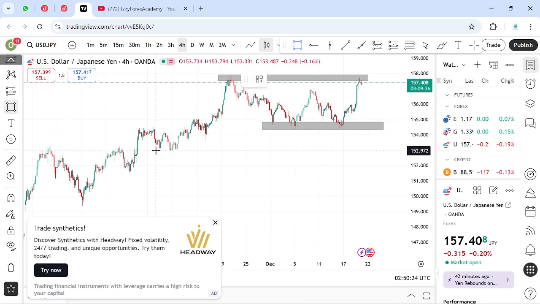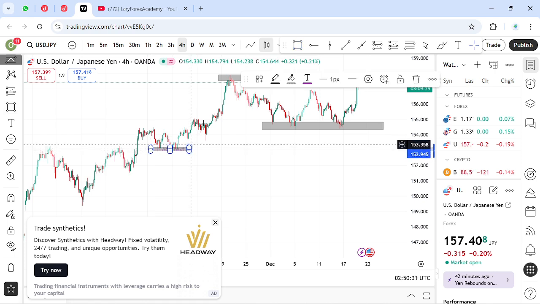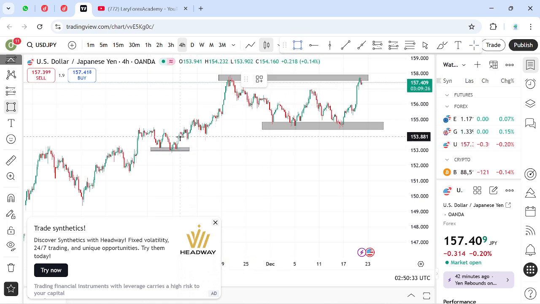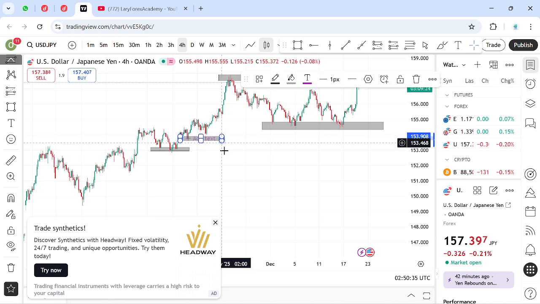So if you look at this again, we had price drop to this point, push up, drop to this point. This is what a support level is. We have this point, this is what a support level is.